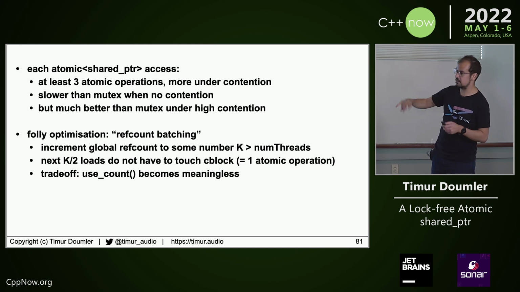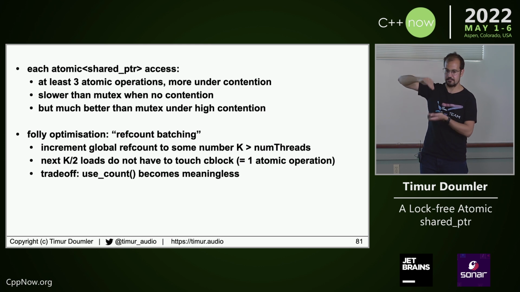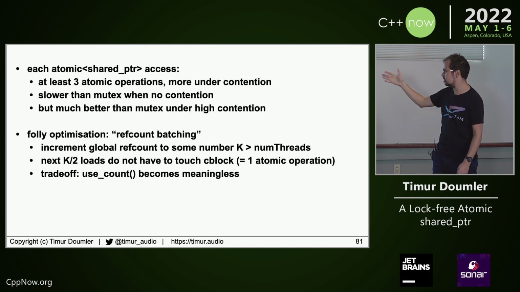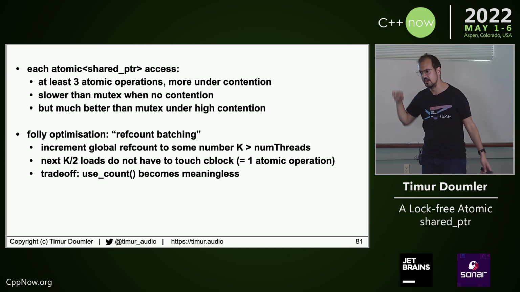The trade-off here is that if you do this in-advance increment, reserving some ref counts, then your use_count member function, which returns the current ref count, is going to be useless because it's just going to have some big number in it.